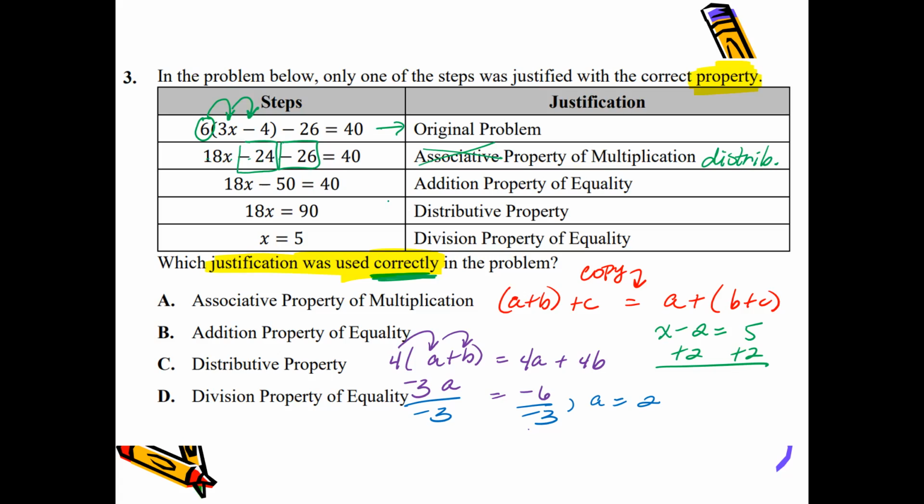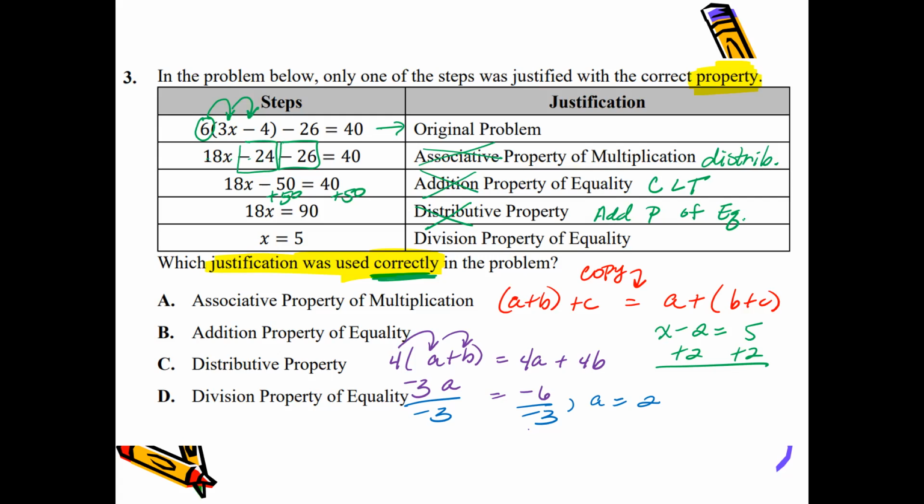And with this one, it's not addition. This one is combining like terms, so it's just CLT, combining like terms. And then the next step here is that I added the 50 on both sides. So it's not distributive property. This will be addition property of equality.